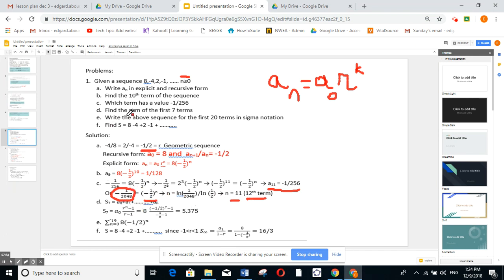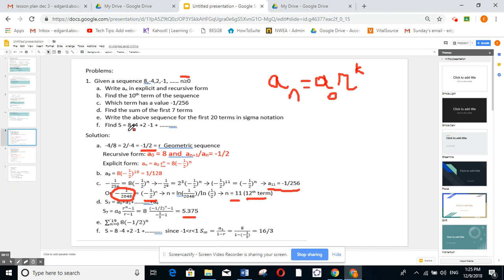Then they want us to find the sum of the first 7 terms. So it's a finite sum. For a finite sum, it is a0 times r to the power n minus 1 over r minus 1. a0 is 8, r is minus half, to the power 7 minus 1, over minus half minus 1. Since r is minus half, you get this one.